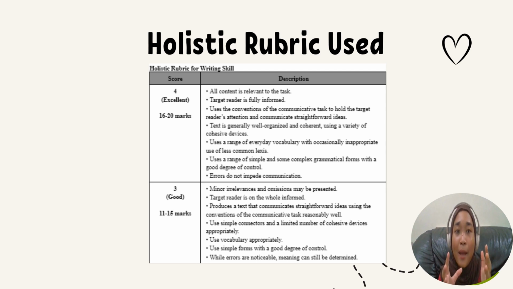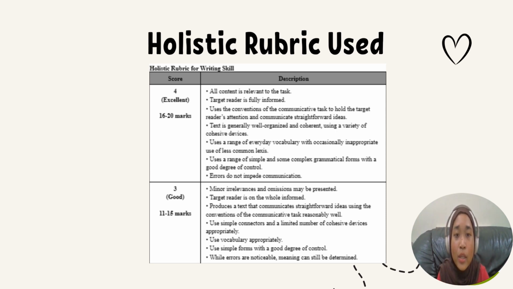The students must make sure that all content is relevant to the task. The target reader is fully informed, and the text uses the conventions of the communicative style to hold the target reader's attention. Also, the text is generally well organized, uses a range of everyday vocabulary, uses a range of simple and some complex grammatical forms, and last but not least, errors do not impede communication. Meaning that the students make very few errors in their essay writing.